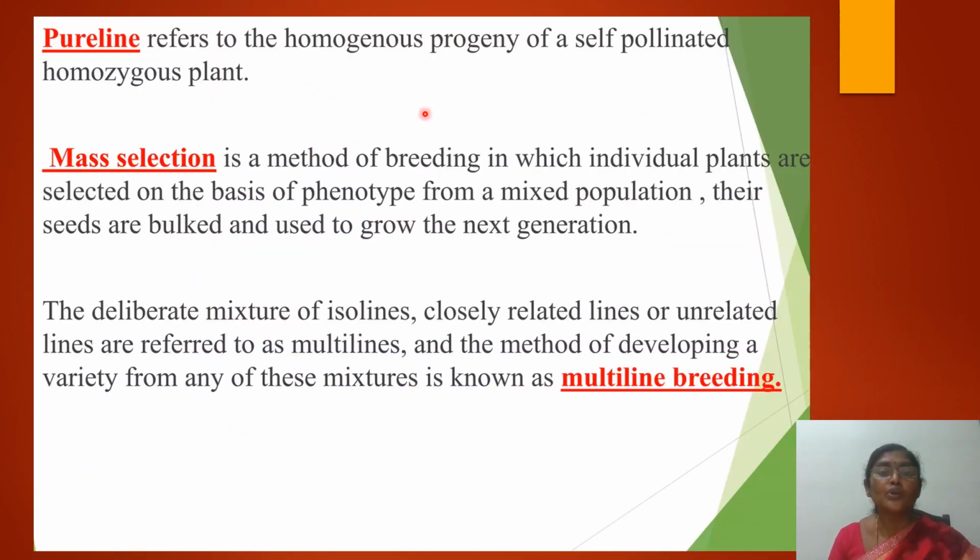Pure line refers to the homogeneous progeny of a self-pollinated homozygous plant, that is pure line breeding. If the crossed plants are homozygous, then it will be pure for its character. Then mass selection. It is a method of breeding in which individual plants are selected on the basis of phenotype from a mixed population. Their seeds are bulked and used to grow the next generation. The deliberate mixture of isolines, closely related lines or unrelated lines is referred to as multilines, and the method of developing a variety from any of these mixtures is known as multiline breeding.